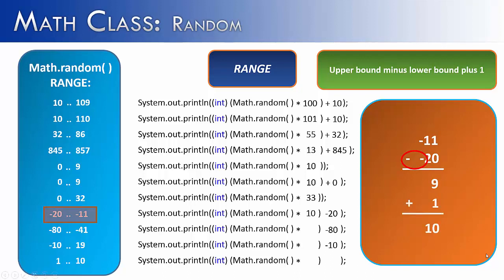And this value here is always going to be positive because it's the amount of possible numbers in the range. You could never have a negative amount of possible numbers in the range. In the next example, we have negative 41 minus a negative 80, which is 39, plus 1 is 40, and that is what will go inside of the parentheses there. In the next example, we have 19 minus a negative 10, so we would add 10. We get 29 plus 1 is 30. So the number that would go in the parentheses is 30.